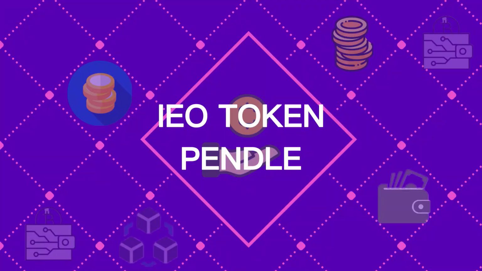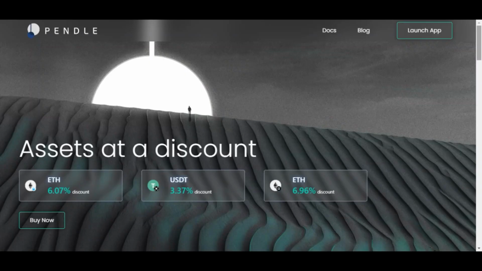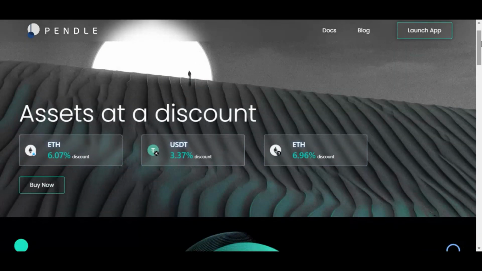YT token, Pendle. Let's start with this. Pendle is the first protocol that enables the trading of tokenized future yield on an AMM system. We aim to give holders of yield-generating assets the opportunity to generate additional yield and to lock in future yield upfront, while offering traders direct exposure to future yield streams without the need for an underlying collateral.